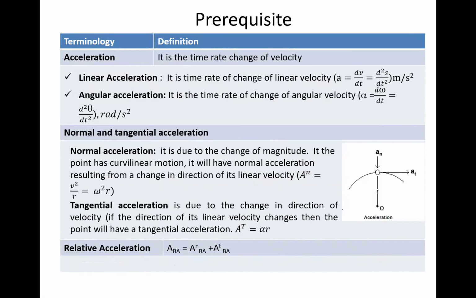In acceleration, there are two components. One is normal acceleration, second is tangential acceleration. The normal component of acceleration always acts towards the origin, and the tangential component is perpendicular to the orientation of the link. The normal component of acceleration is given by r omega square, or v square upon r. And the tangential component of acceleration is given by r into alpha.